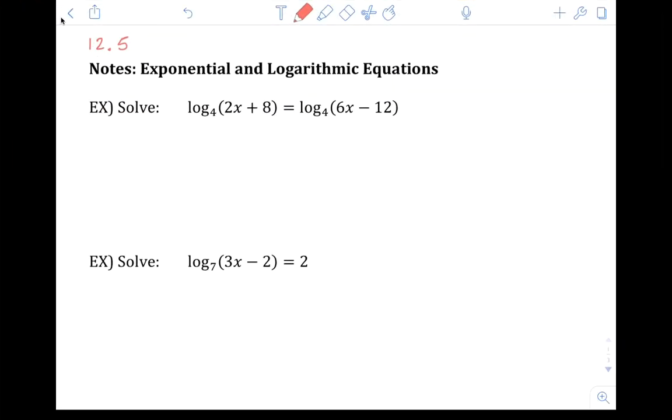12.5. We're going to solve simple, easier logarithmic equations. We'll work our way up to exponentials. We'll also deal with more difficult logarithmic equations in 12.6. So for now, we're going to do the basics.